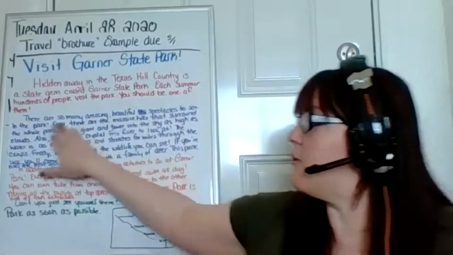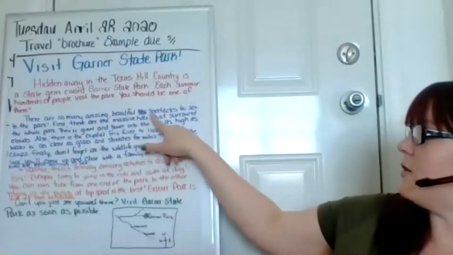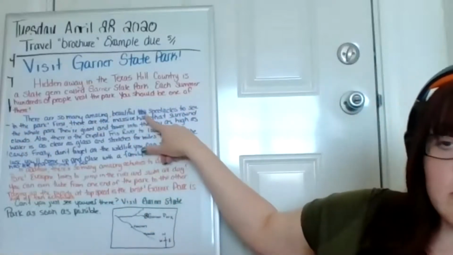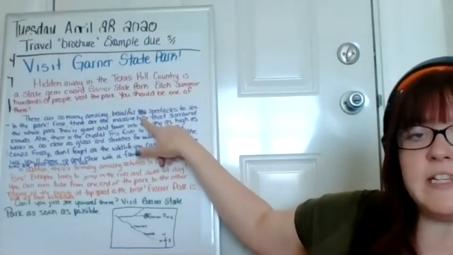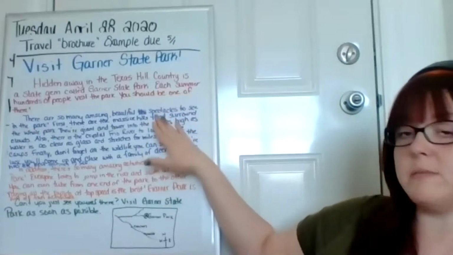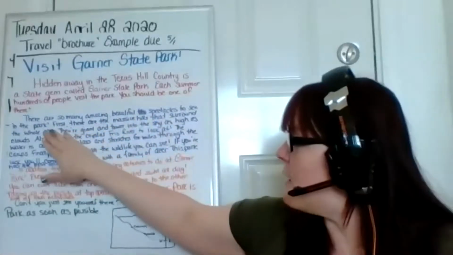So then I go into everything that you can see there. There are so many amazing, beautiful spectacles to see in the park. And look, Miss R made a mistake. I almost wrote my most hated word, thing, and I had to cross it out, and I had to use my brain to come up with a better word for thing. And so I chose spectacles. There are so many amazing, beautiful spectacles to see in the park.